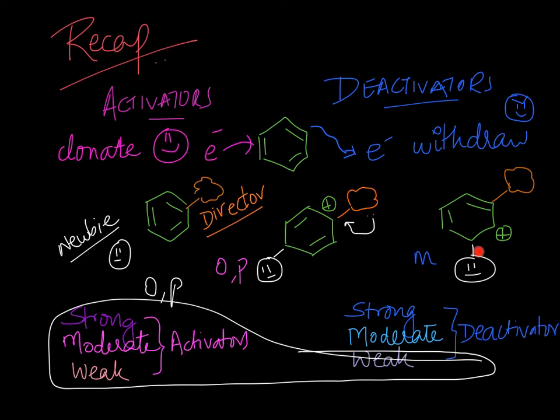But if you attach the new group on the meta position, you'll notice that the positive charge never ends up on this carbon next to the director, no matter what resonance structure you draw. So that would be the perfect position for a group like a strong or a moderate deactivator, which withdraw electron density and have no lone pairs to donate directly to the ring. So these two groups are your meta directors.